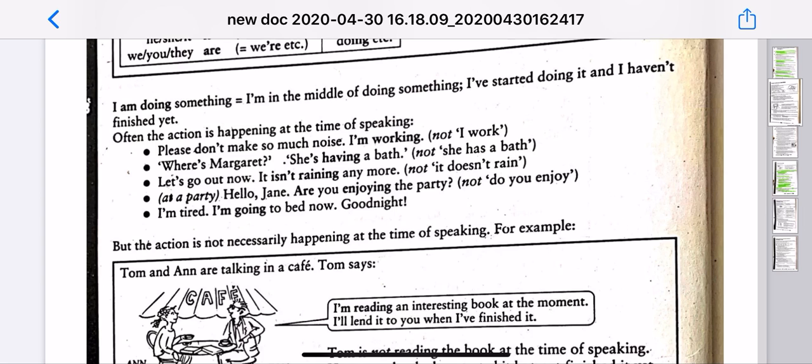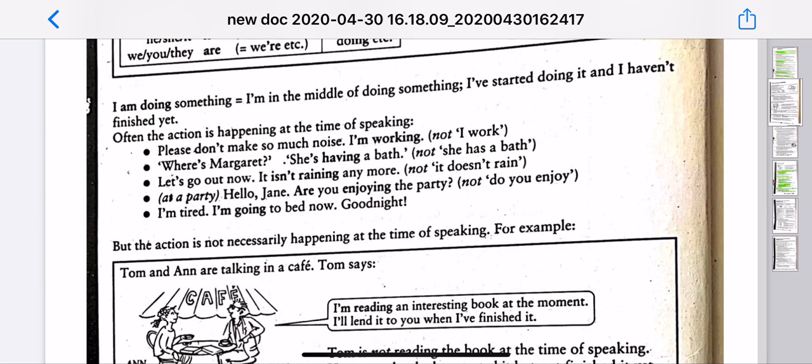Please don't make so much noise, I am working. Where's Margaret? She is having a bath. Let's go out now. It isn't raining anymore. Where is Didi? She is sitting with mom. Where is Bindu? She is cooking in the kitchen. Where is Tina? She is cleaning the bathroom.